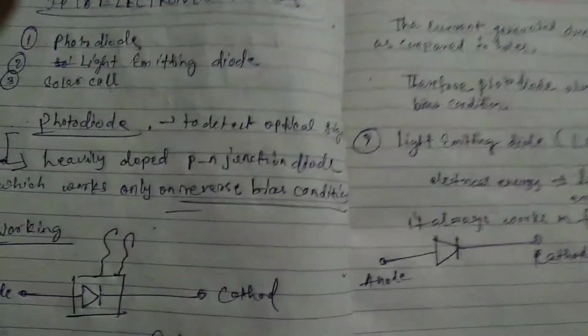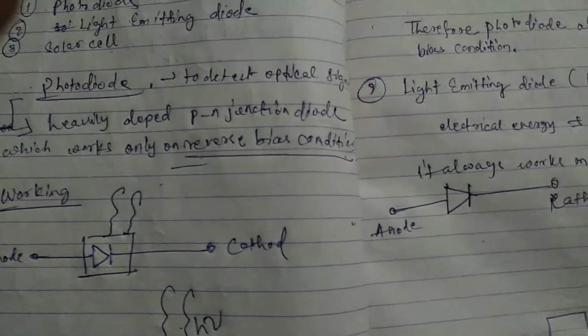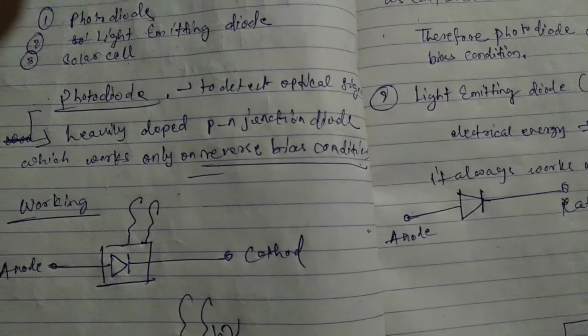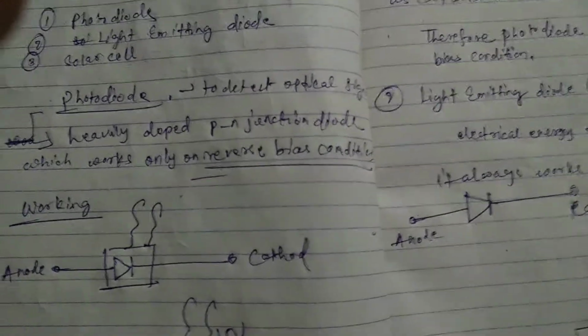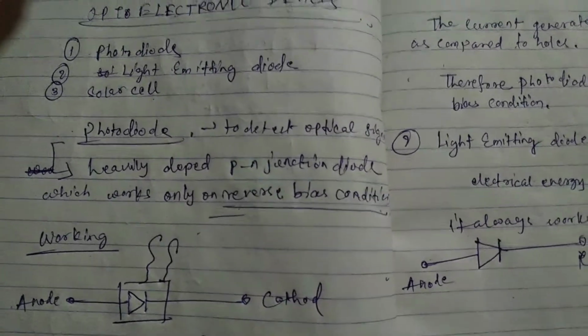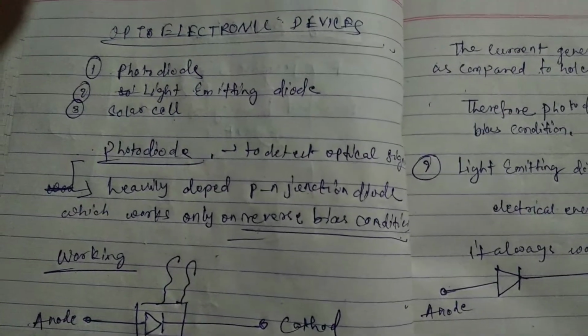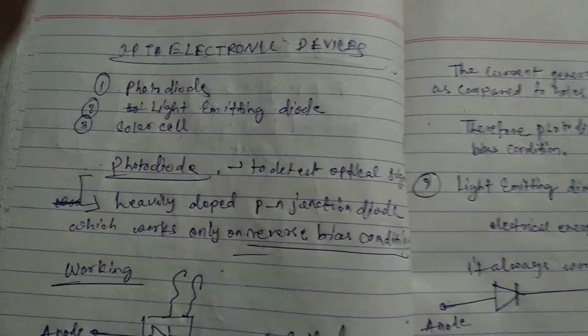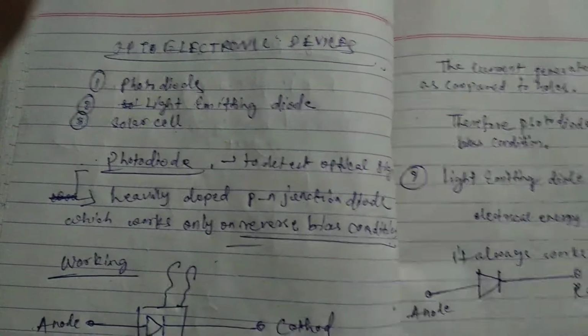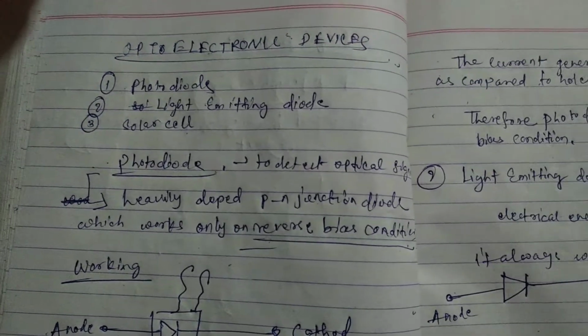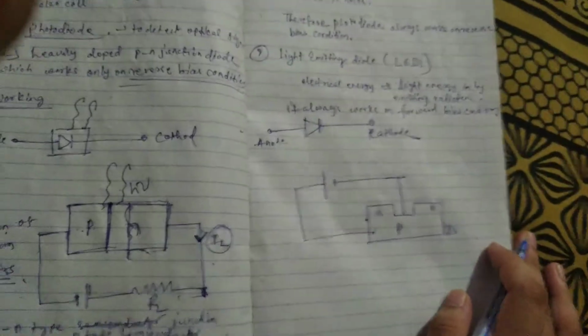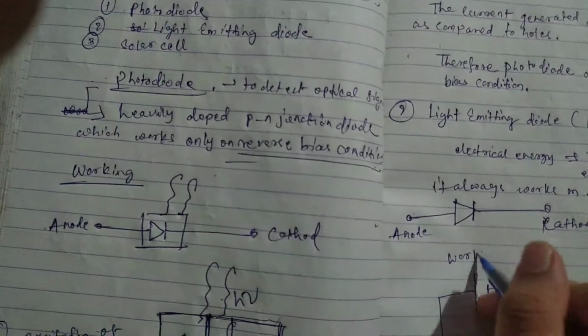So how does it work? Just see, I'm drawing the circuit diagram. This is your n-type semiconductor. This is your p-type semiconductor. Here we are supplying the voltage. The p side is connected to positive, and the n side is connected to negative. So this is the supplied voltage, and this is the circuit diagram of a light emitting diode. See how it works.